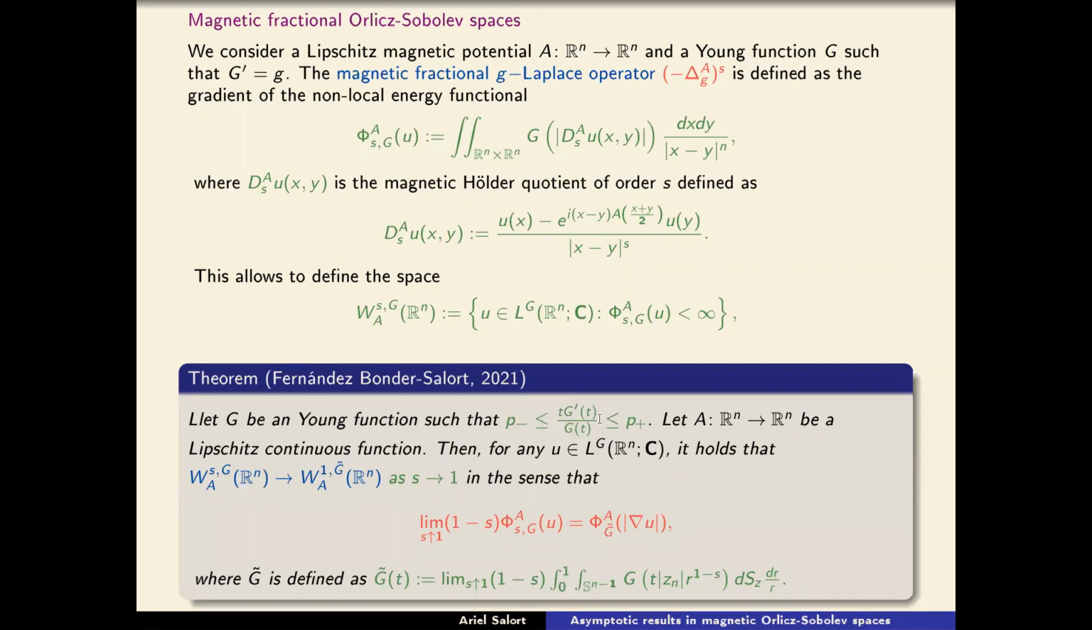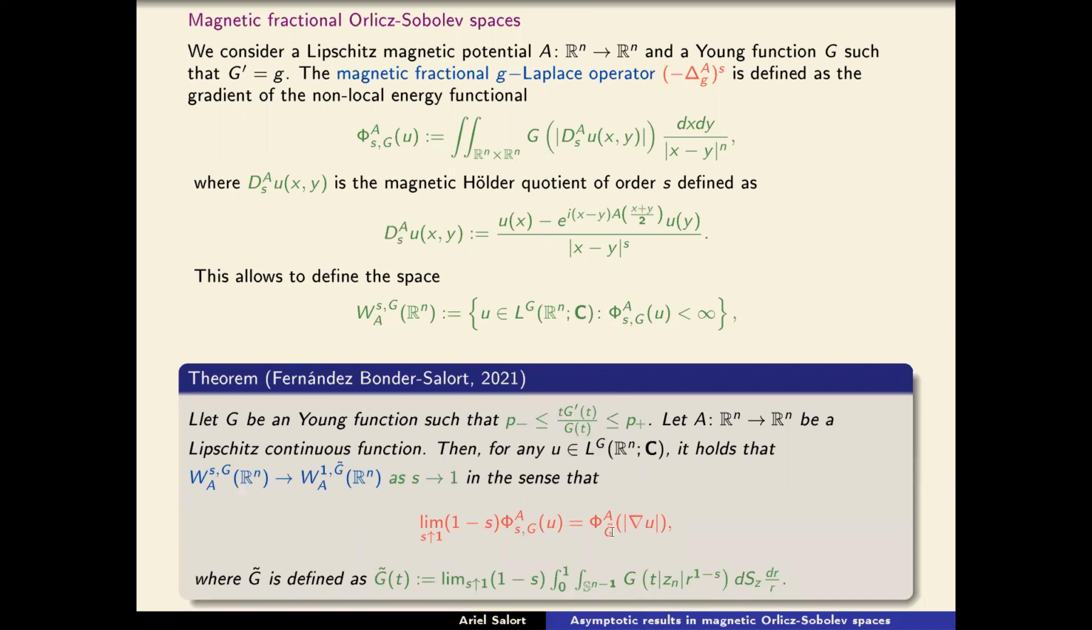So this means more or less that the function G is between two powers. Yes, there is a power which bounds the function from above and another from below. So we prove that the space W^{s,G,A} goes to the limit space W^{1,G̃,A}. Yes, and the convergence is in a similar sense as before.